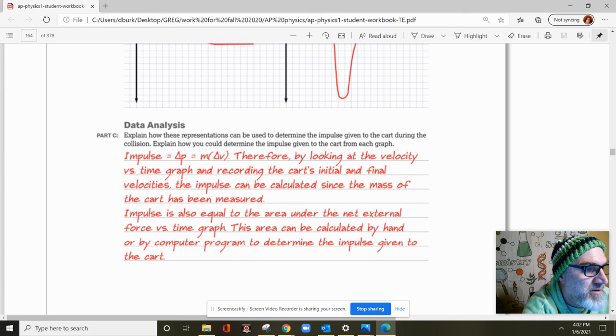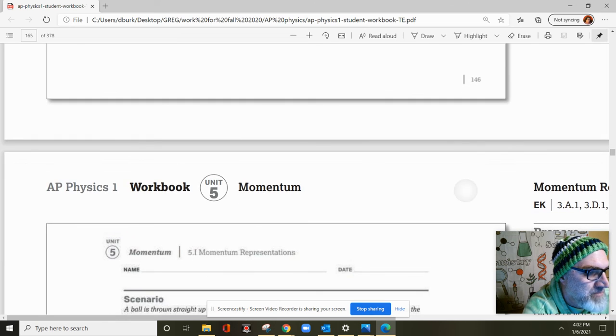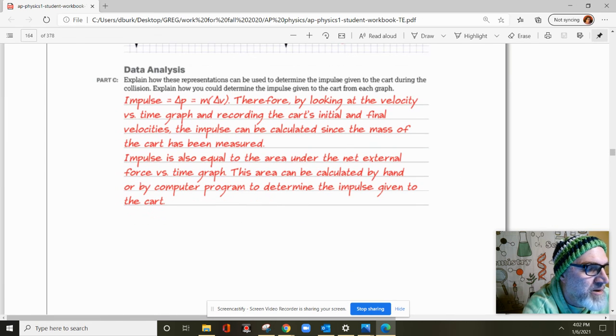So explain how the representations can be used to determine the impulse. So please read, I just explained it. And that's it for this week. We will go on to the next one next time.